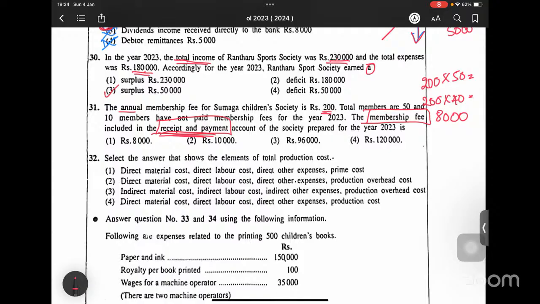Okay, if it's in the income statement of a not-for-profit account, income statement means how much you should record? 10,000, not receipt. How much? 10,000. Yeah, good. Now you understood.